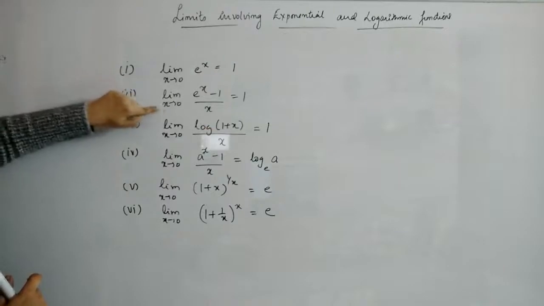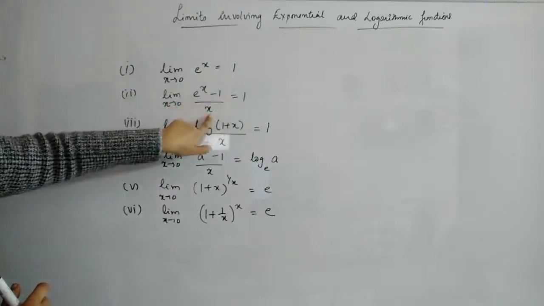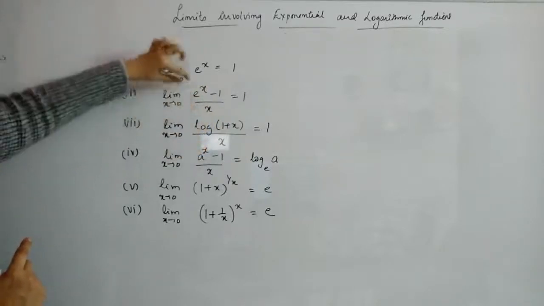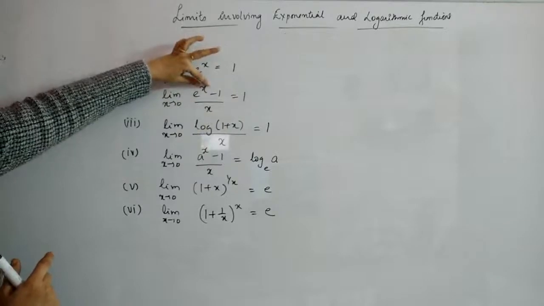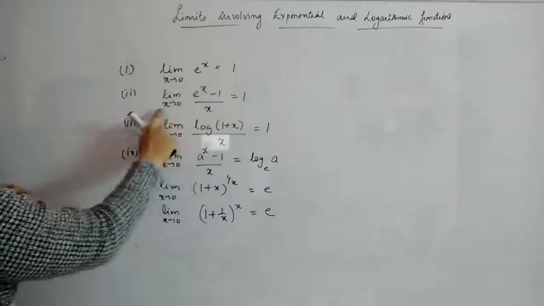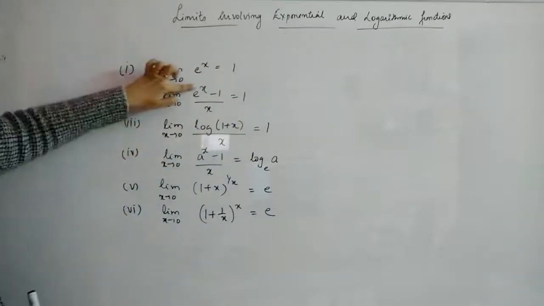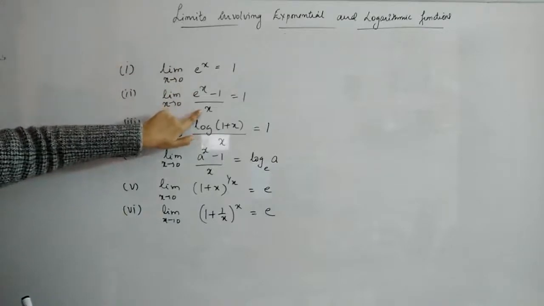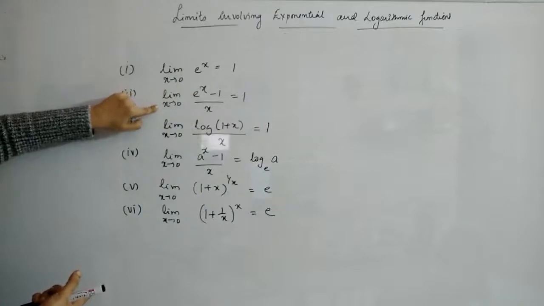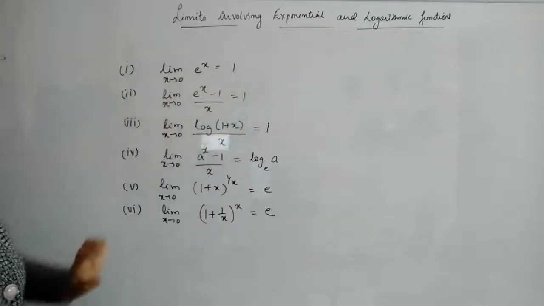The second one is limit x tends to 0, e raised to x minus 1 divided by x. What you have to see is that whatever is the power of e should be in the denominator also. Then only you can apply the property, and also x tends to 0. Here it is x, so x tends to 0. Suppose it is 2x here, you should make it 2x in the denominator, and when x tends to 0, 2x will also tend to 0. So that will automatically be applied, as this limit value is 1.